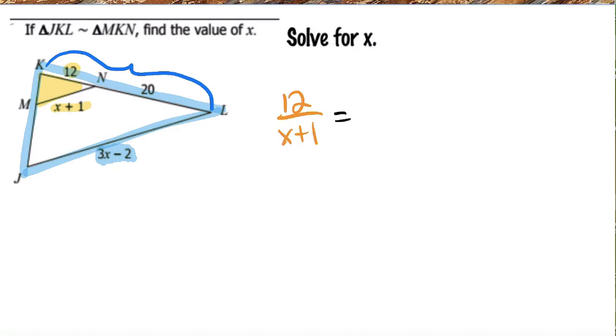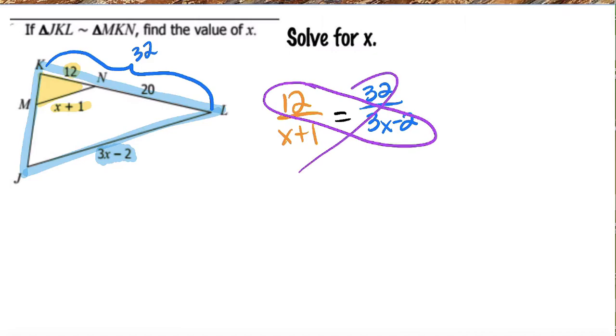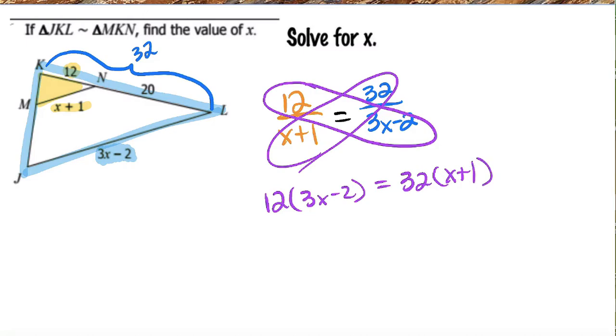You must add together the 12 and the 20 to get a side length of 32 to have in ratio with your 3x minus 2. So this is the proportion needed to solve this question to find the value of x. From this point, you're just going to cross multiply and solve. So I'm going to do my cross products here. I'm going to have 12 times 3x minus 2, and I'm going to have 32 times x plus 1.